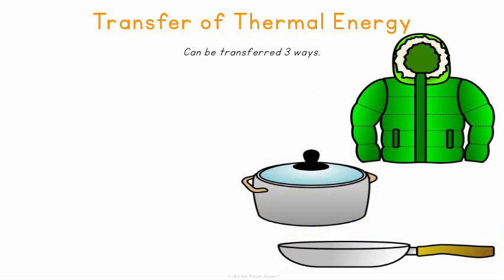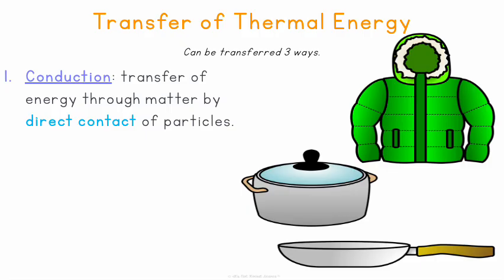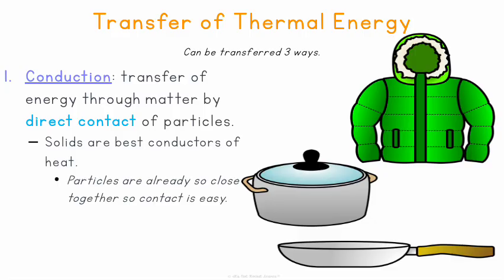So, how might energy be transferred? Thermal energy can be transferred in three ways. And this should be a review, as I mentioned previously, what we've been looking at for the past 2 years. We have conduction. Conduction is a transfer of energy through matter by direct contact of the particles. So, this is us directly touching something. Solids are the best conductors of heat, and this is because the particles are already so close together, so the contact is easy.